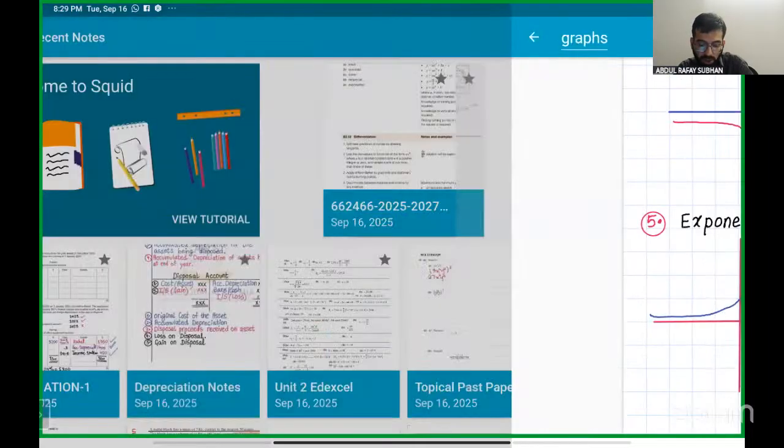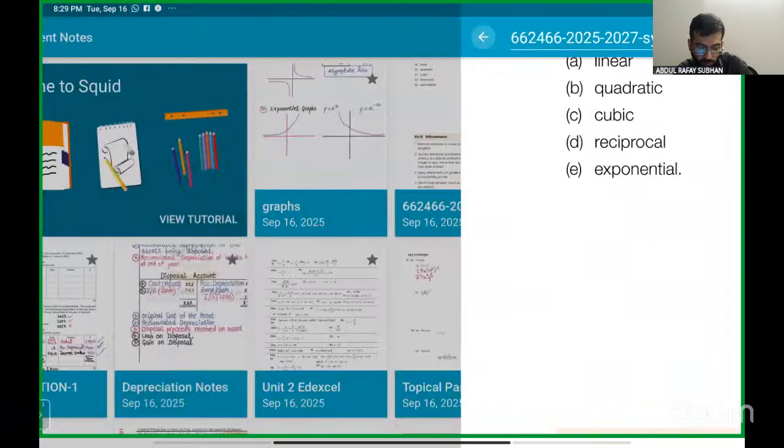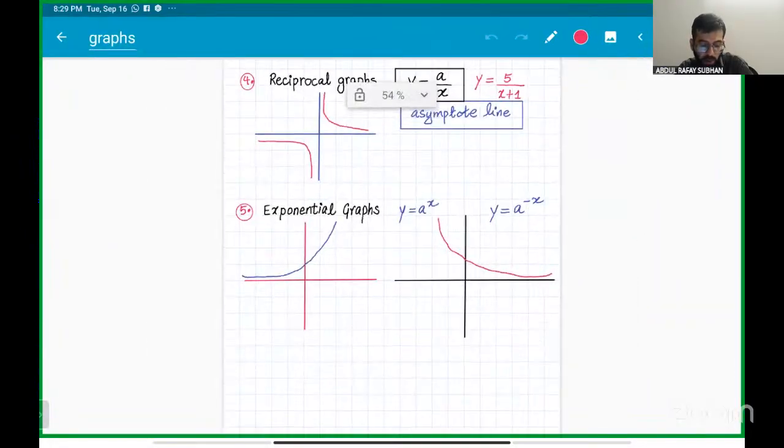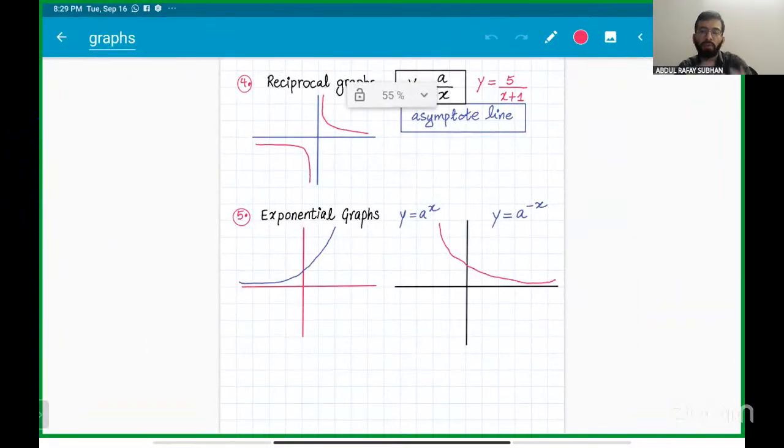So what was the objective of doing all these five graphs? If anyone wants to have a quick look at it, please have a look. Reciprocal graphs and exponential graphs. The objective is that the whole graph content will be related to these five things: linear, quadratic, cubic, reciprocal, and exponential. Nothing else can come apart from these five things. Is everyone understood? Got it?